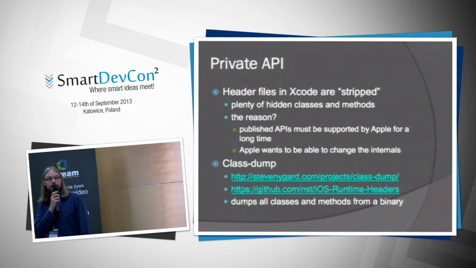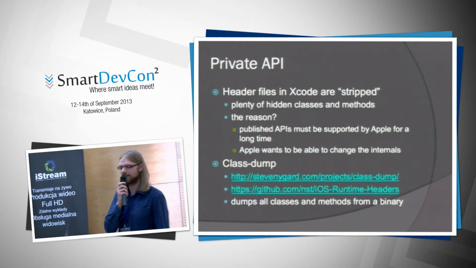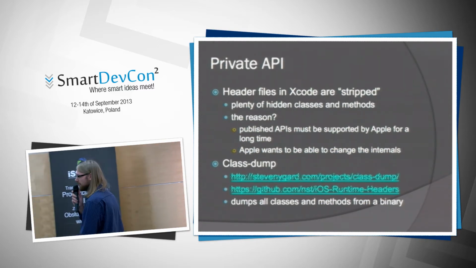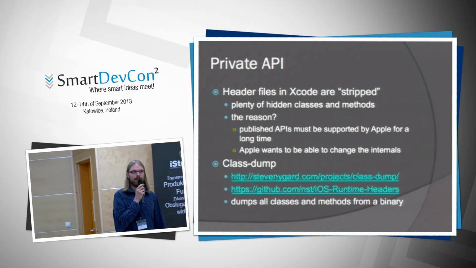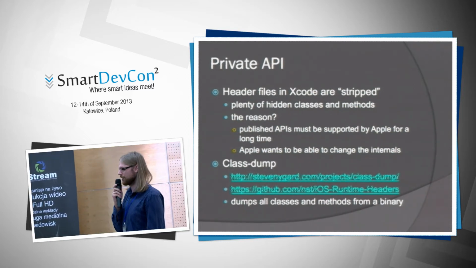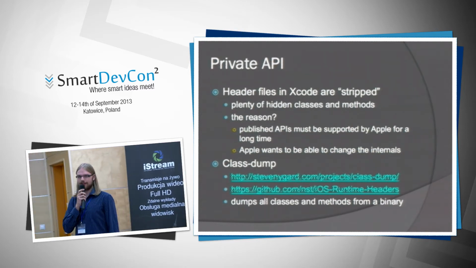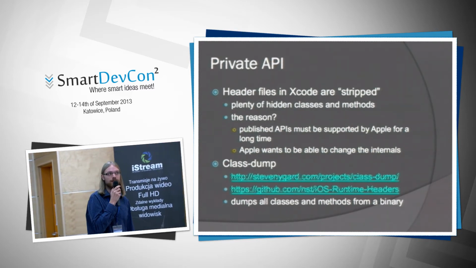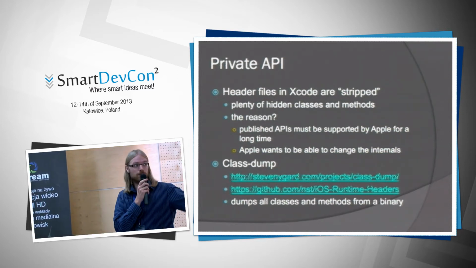I'm going to talk about the private API that there is on iOS. Developers would like to use it, because often you will find a feature that just is there and just isn't available, and you would like to use it. And the private API is just an unpublished class or unpublished method that you can find using this tool called ClassDump.